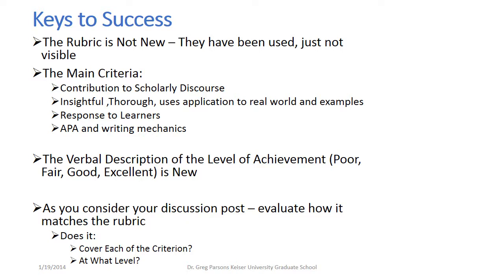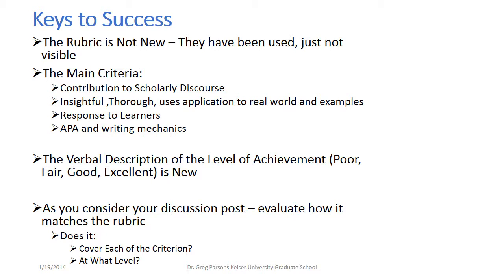And this should be very helpful because it'll help you know what's expected and where you're doing very well and where you need improvement. The main criteria that we use for this particular rubric for discussion posts is contributing to scholarly discourse, using real-world applications and examples, also being thorough, showing creative thinking, response to learners, how are you doing when you respond to the other writers, your classmates, and then the mechanics. Are you using spelling, grammar, APA format, and so on.